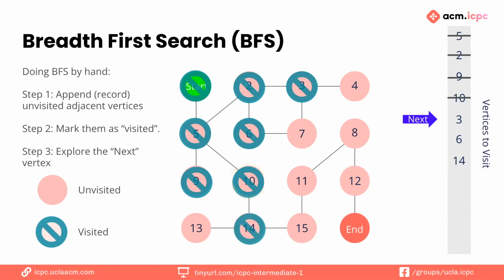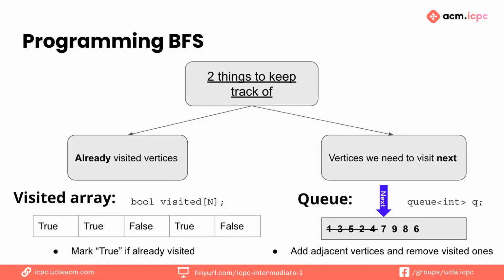And hopefully this continues until you reach a goal, like at the end. But in order to implement BFS, there are basically 2 things that we want to keep track of, which is what vertices we've already visited, which we can just use a Boolean array for. And then we need to keep track of what we want to visit next. And that's what our queue is used for. So now you know how a queue works, and you know how arrays work. And so that's all we need in order to implement BFS.